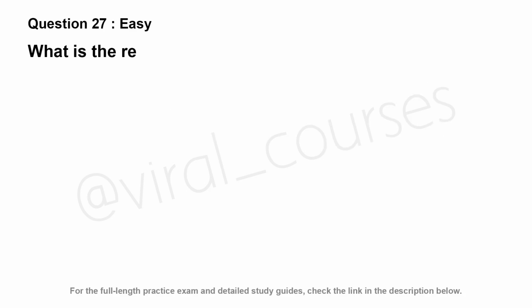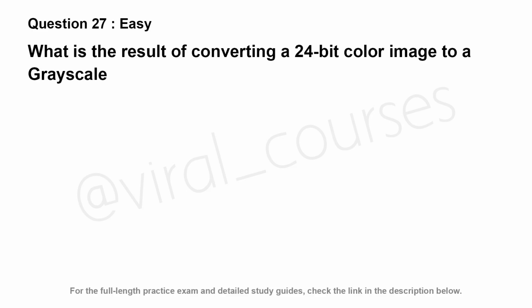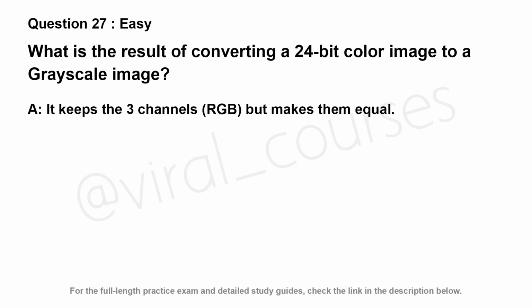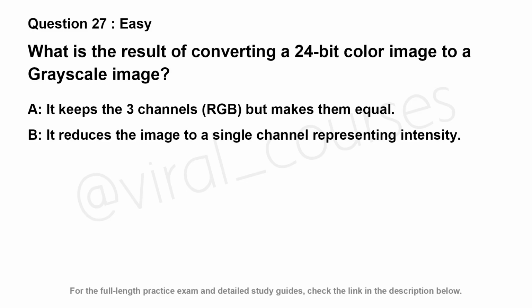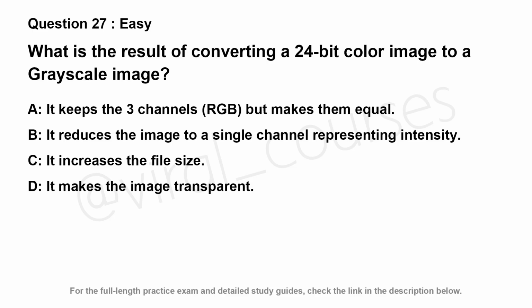What is the result of converting a 24-bit color image to a grayscale image? Option A. It keeps the three channels RGB, but makes them equal. Option B. It reduces the image to a single channel representing intensity. Option C. It increases the file size. Option D. It makes the image transparent.